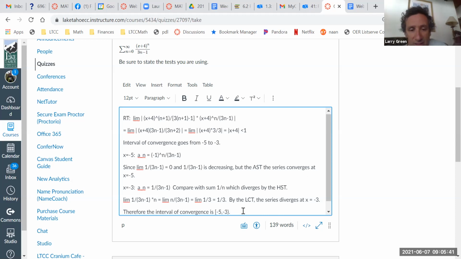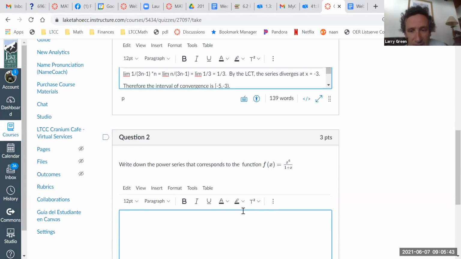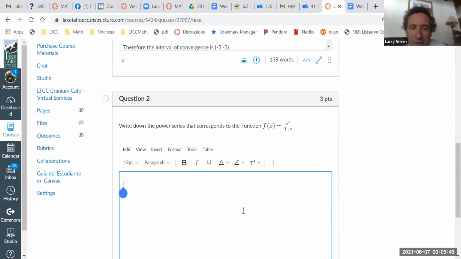Okay, if there's no questions, let's do the second one. Second one's quicker. I don't know about easier, but it's definitely quicker. Write down the power series that corresponds to the function f of x equals x to the 6th over 1 plus x. All right. So I want to get the power series for this function.